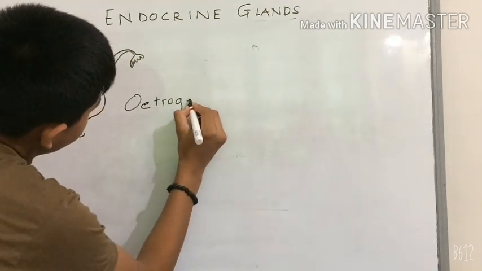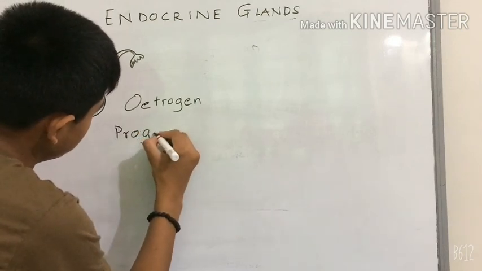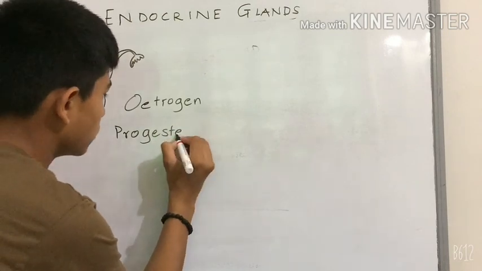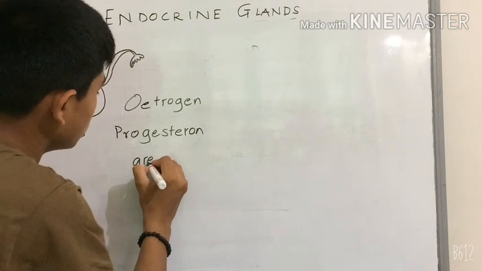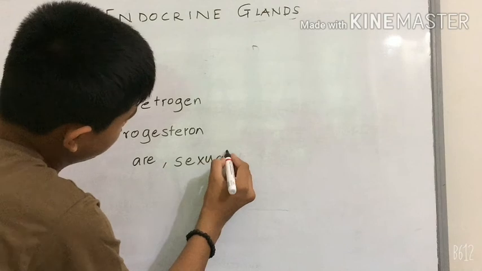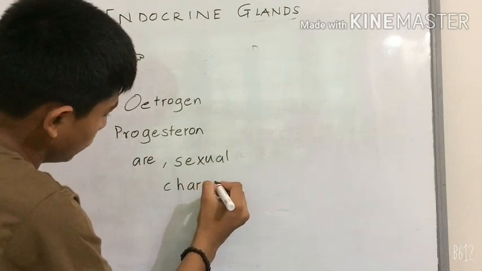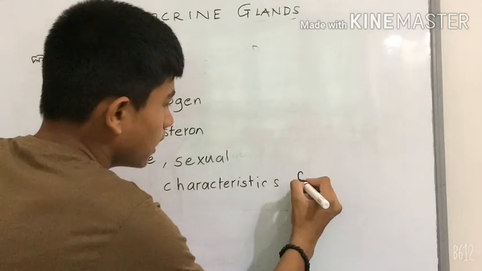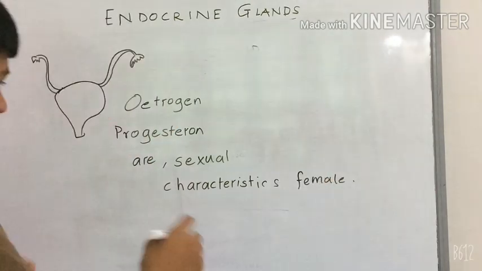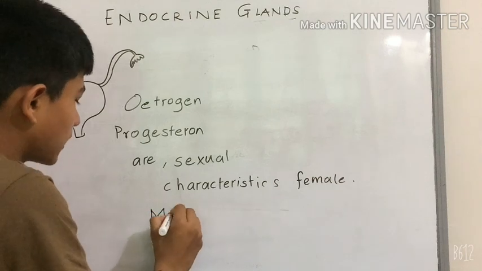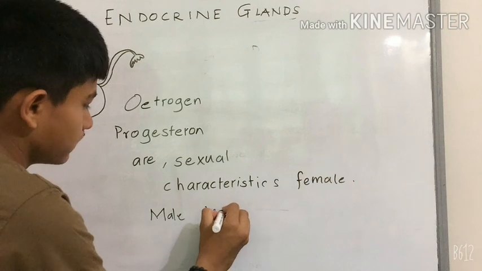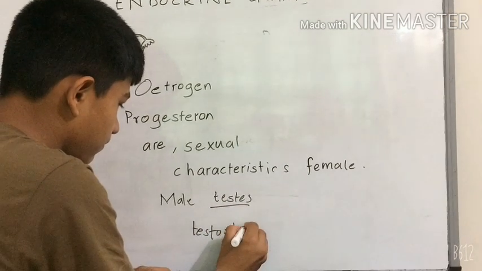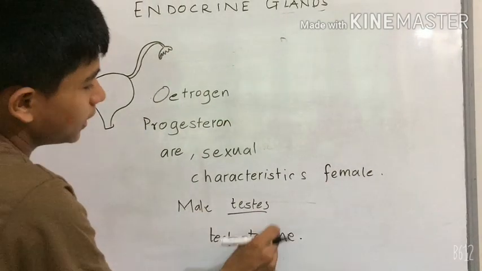This estrogen and progesterone are responsible for the sexual characteristics of the female. And the testis is responsible for male characteristics. The testis secretes testosterone, only one. Only one hormone is secreted from the testis and two from the ovary.